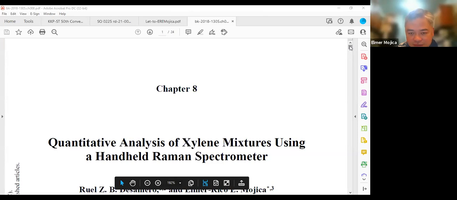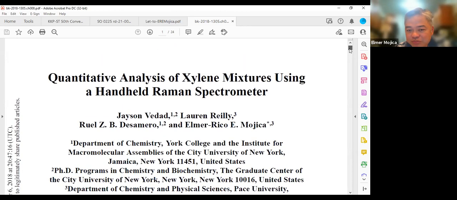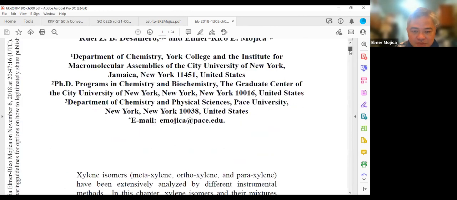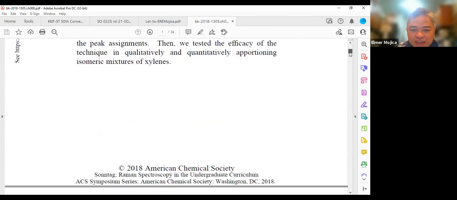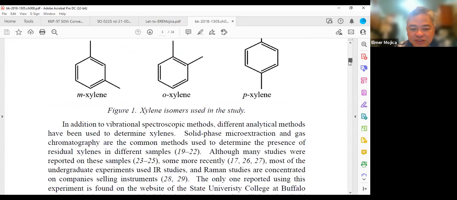So we attempted to do some sort of quantitative analysis, okay, using Raman spectroscopy. And the way that we do it is we use the so-called xylene. So I don't know if you could see here, a paper that we published. We're trying to use here a portable Raman spectrometer, and we try to use xylene isomers to see if we can quantify them.